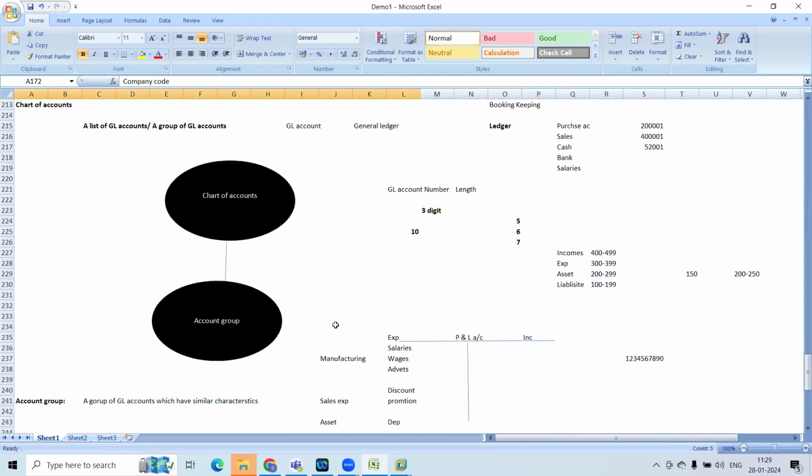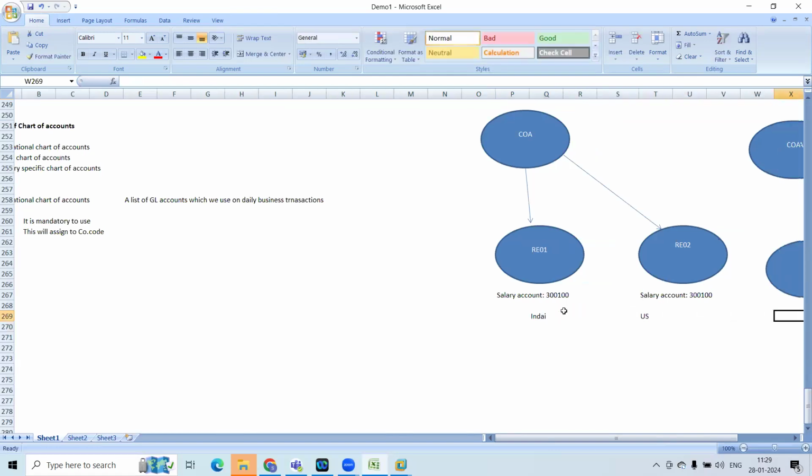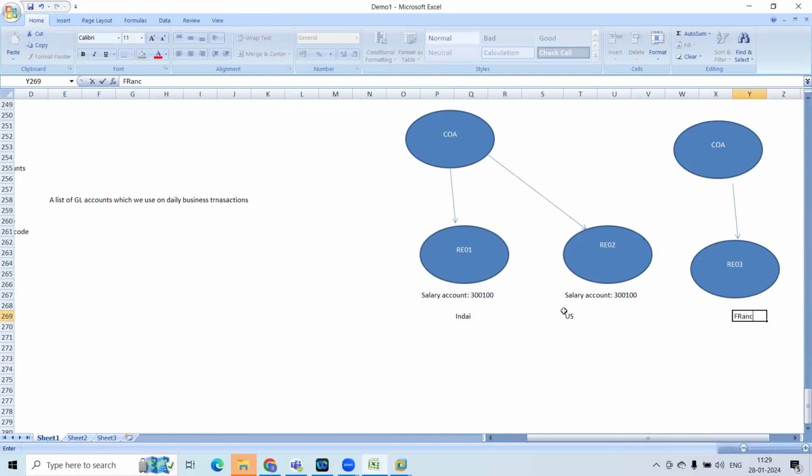I'm talking about RE01, not BA, B1, B2. So you have this Reliance Industries in India, fine. In Wales also you have, that's also fine. France also you have. But you decided somehow the US and India company codes are similar, so I will use the same chart of accounts. The same set of GL accounts is applicable for both company codes.